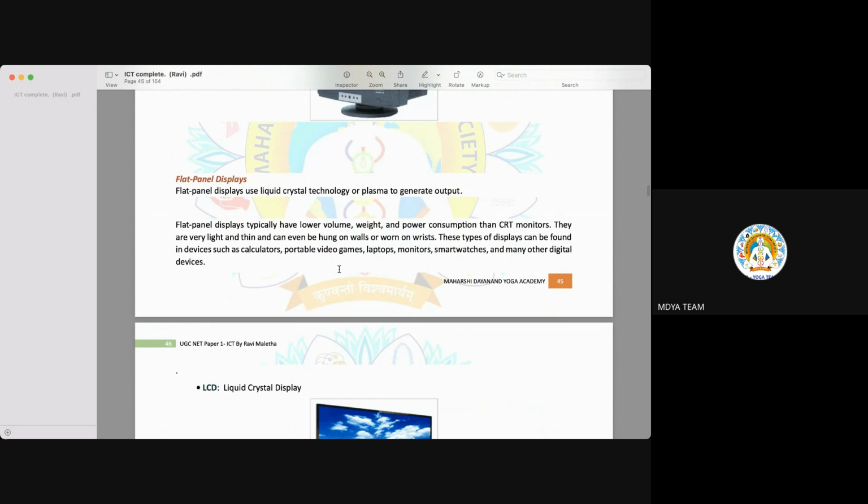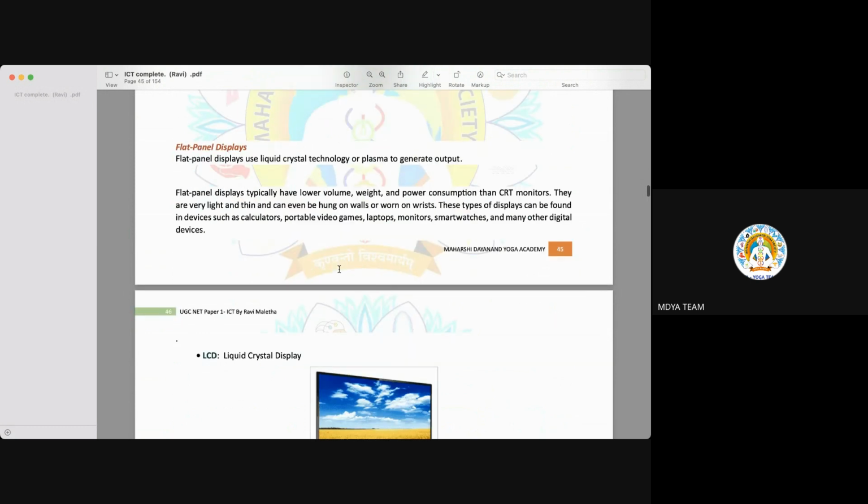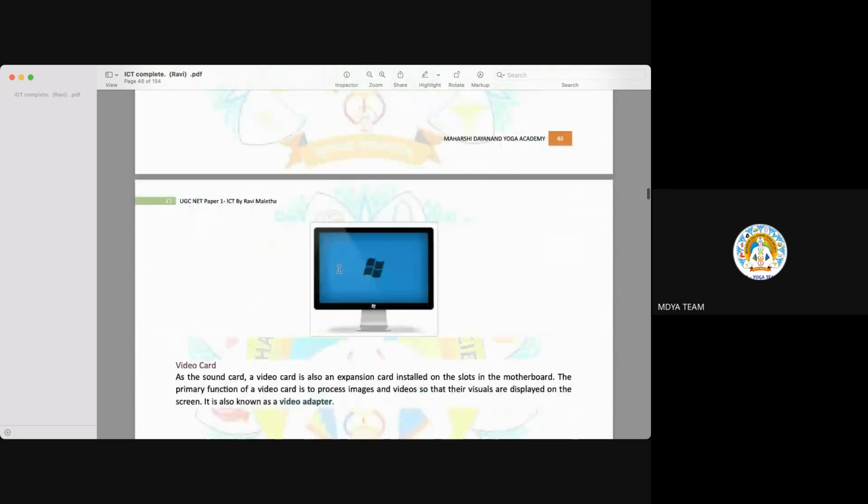And if it is a small display unit, you can wear it on your wrist like your watches, and you can have it within your palms, that is palmtops. Laptops also are now very much smaller in size, having quite good screen monitors. Smartwatches also have such type of screens, such type of output units.